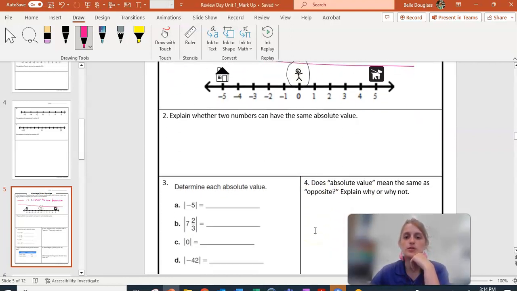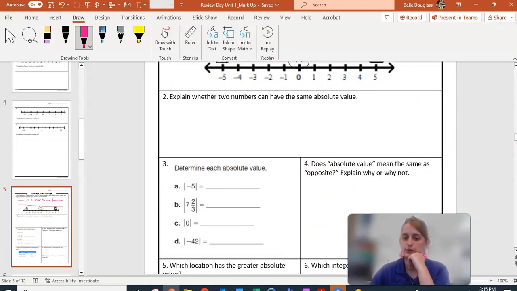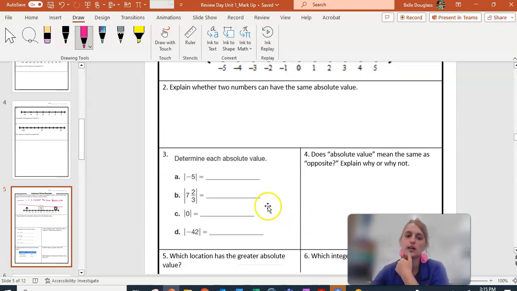Explain whether two numbers can have the same absolute value. Explain means you got to write yes or no, and why. You can choose any two numbers you want. Some numbers will not have the same absolute value. Maybe some numbers can have the same absolute value.